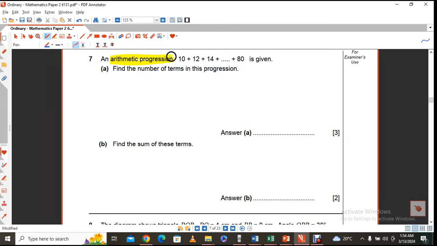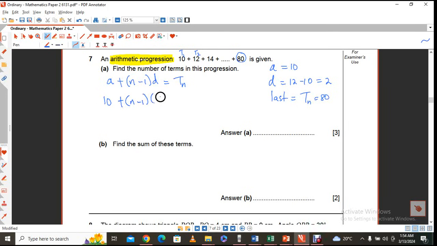So it's a series because the terms are being added. The first term is 10. The common difference: take the second term and subtract the first term, and you are going to get 2. The last one here, the 80, is the last term. The last term is represented by T sub n, and we know that T sub n is a plus n minus 1 d. But a is 10 plus n minus 1, and our d is 2, and this should be equal to 80.